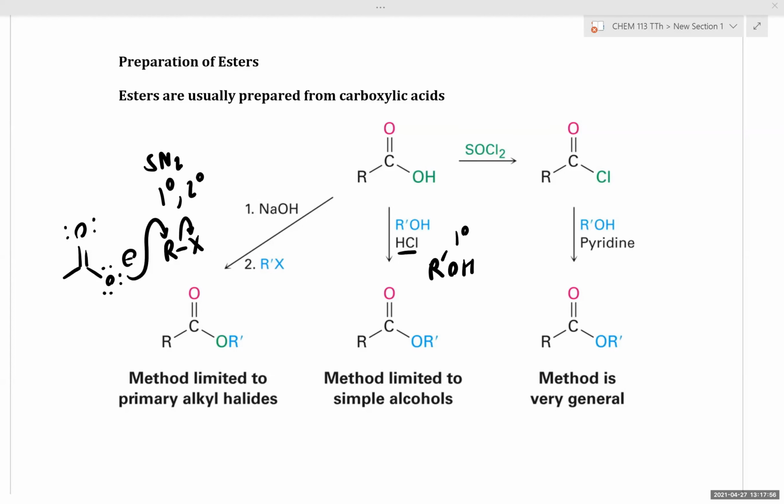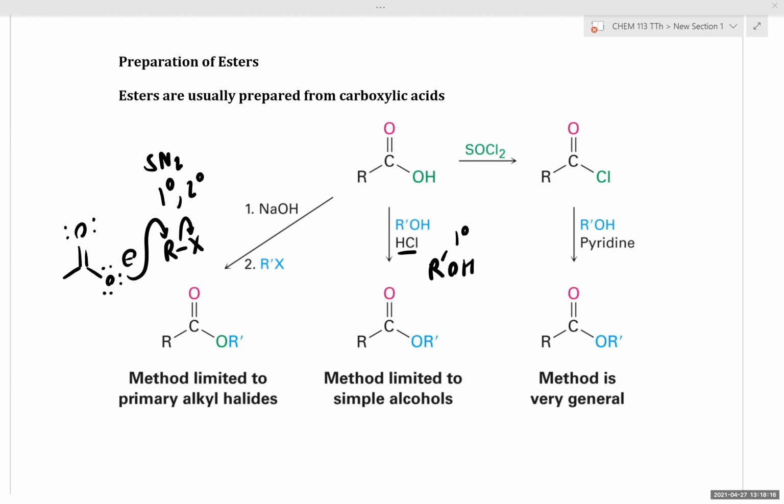Now, again, just to reiterate, with the Fischer esterification, we're also limited in terms of the character of our alcohol, in that we generally only can use primary alcohols. So we're limited in terms of what side chains we can have on the alcohol side chain.